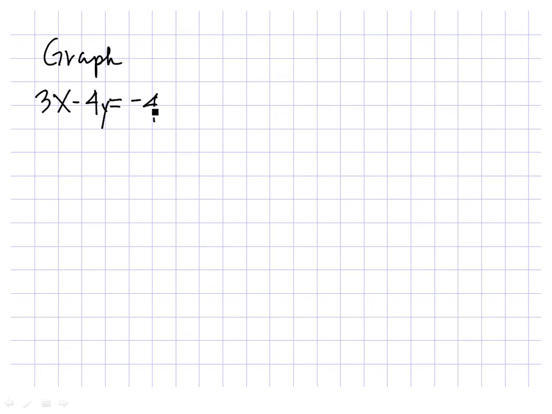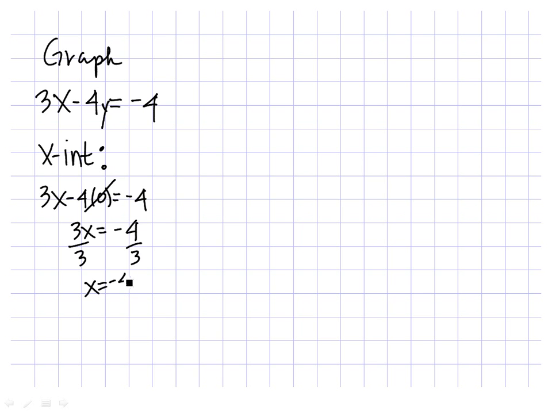Number 4. What to do here? Now, since this is in standard form, what was suggested in the PowerPoint is that you go ahead and find the x and y intercepts. Alright, so to find the x-intercept, you should let y equal 0. So 3x minus 4 times 0 equals negative 4. That goes away. 3x equals negative 4. Divide by 3. X equals negative 4 thirds. So what is that point? That point is negative 4 thirds, comma, 0.